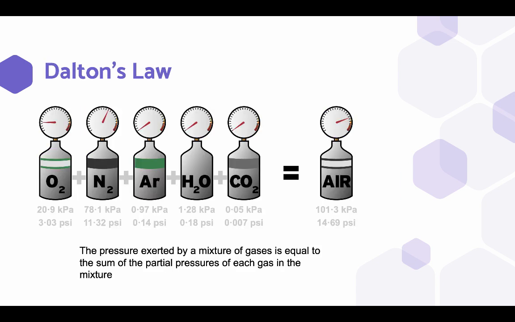And finally, we have Dalton's law, which says that the pressure exerted by a mixture of gases is equal to the sum of all those pressures. So all of those partial pressures of each gas in that mixture. So this is just an additive law. So we see here we've got oxygen, nitrogen, argon, a little bit of water, some CO2, right? We've got just air. You're breathing in air. So the pressure of air is equal to the partial pressures of each of these gases.